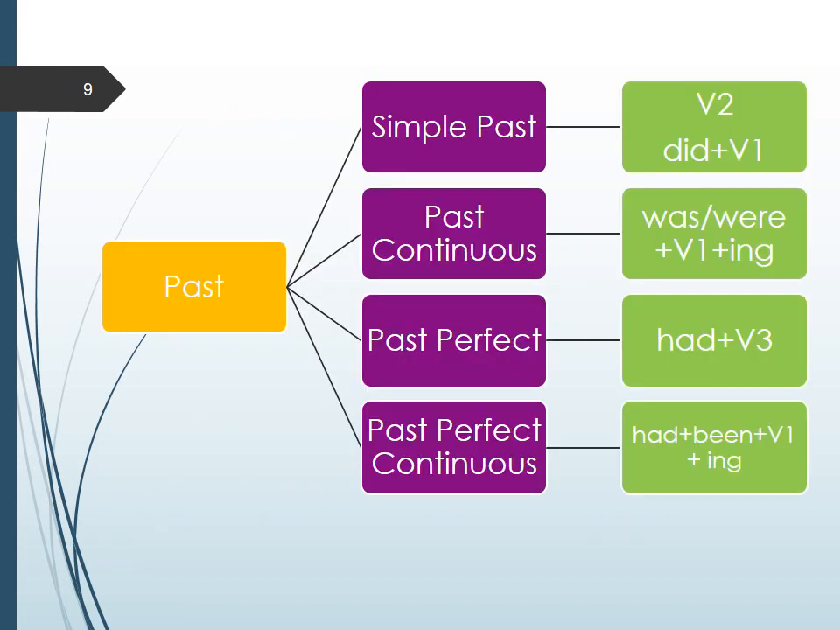Past tense is a tense expressing an action that has happened or a state that previously existed. So past tense can be categorized into four types. We can say simple past or past indefinite, past continuous, past perfect, and past perfect continuous tense.